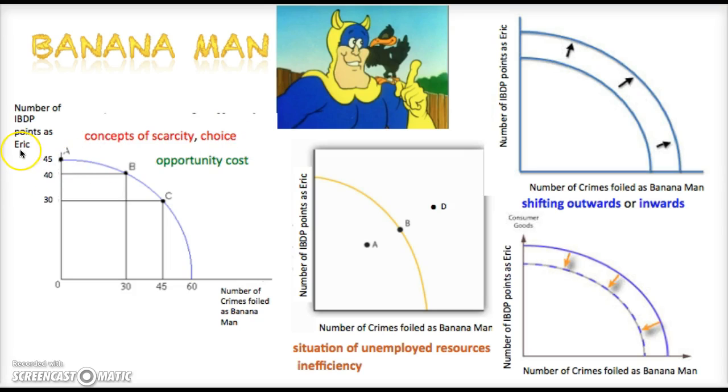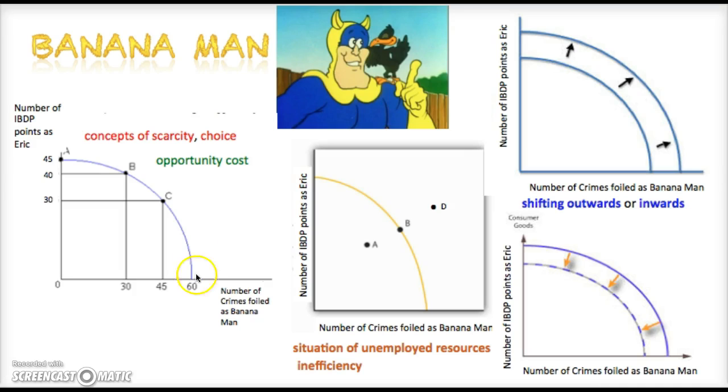Is he going to spend time being Eric and study really hard and achieve really good IB diploma points, and get the full 45 he can get? Or is he going to spend all his time being Banana Man and foiling 60 crimes? He's got that choice to make. Therefore, if he sacrifices one, there's an opportunity cost. For example, if he decides that he's going to just be Banana Man and foil all the crimes.